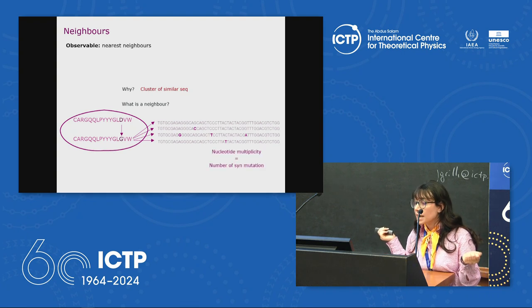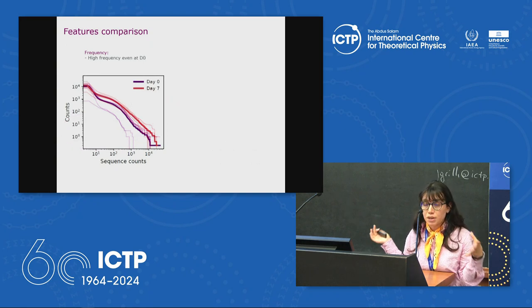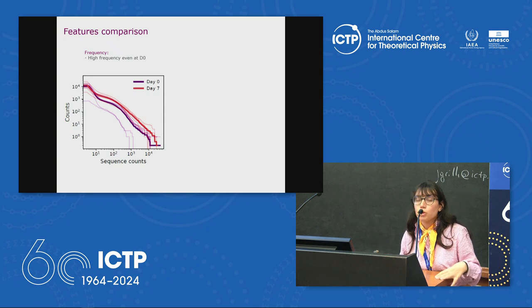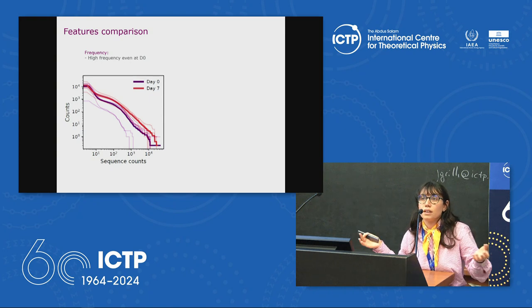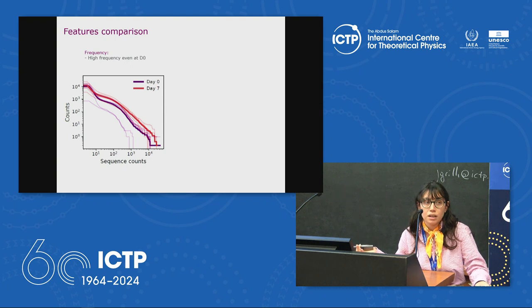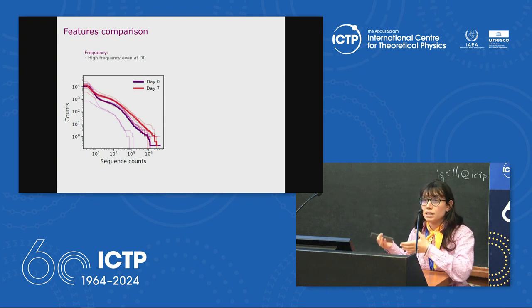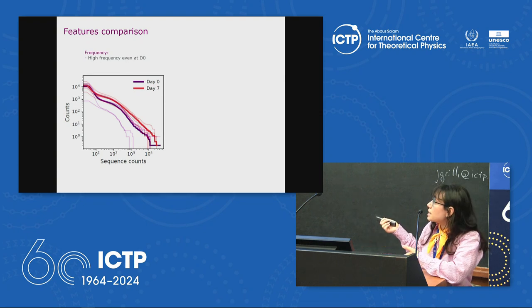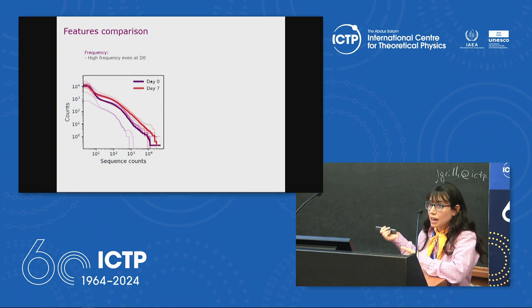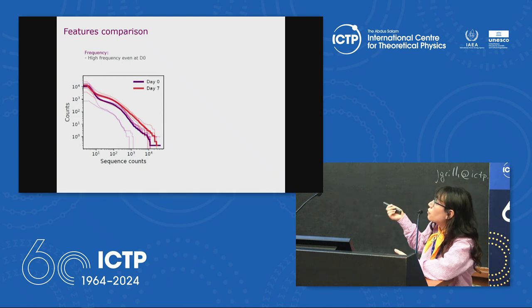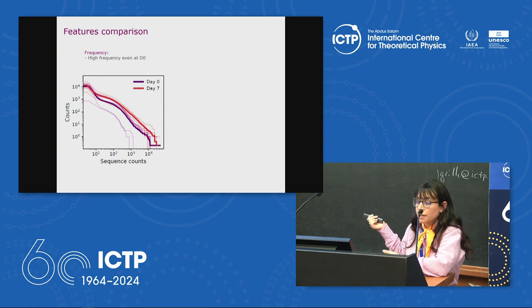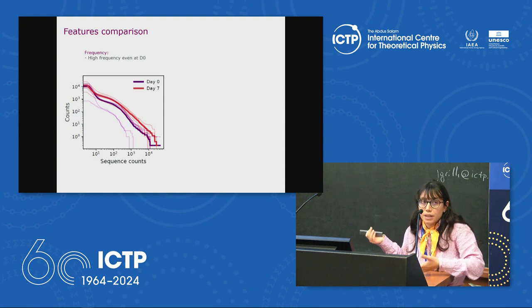Here we can see a comparison of different features, because one can argue: if you know that the B cell will proliferate, just take the one with the highest frequency in the sample, and that will be the one that reacts to the vaccine. But it turns out that frequency alone is not always a good feature to discriminate antigen-specific cells, because the distribution of frequency doesn't actually change over time. In particular, if you look at the tail, which is the more interesting part for us because it contains the sequences with the highest frequency, they overlap for day 0 and day 7.